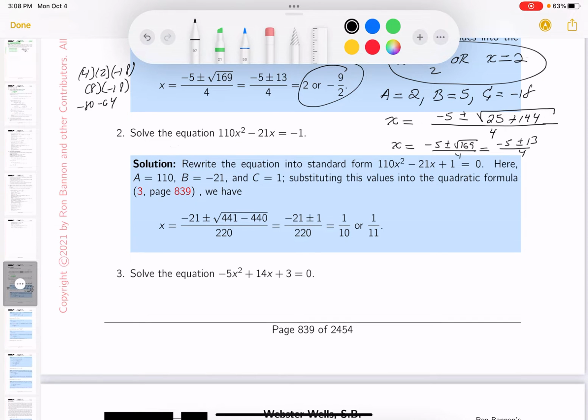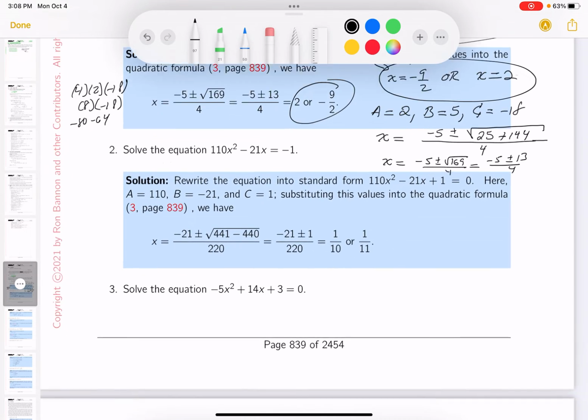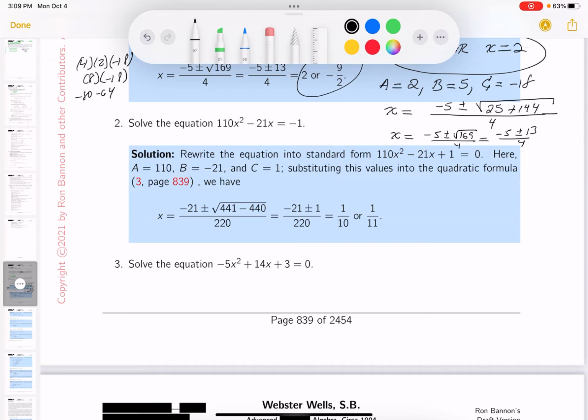Well, it's a lot of work, isn't it? Again, I want to point out why I like factoring so much. It's so much easier, provided you can factor, by the way. There's two different answers over here. I'll write them down for you.